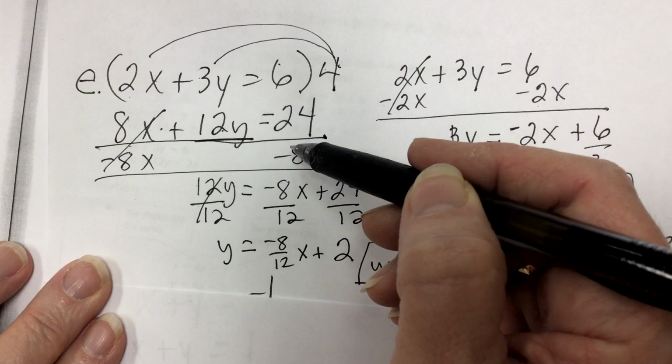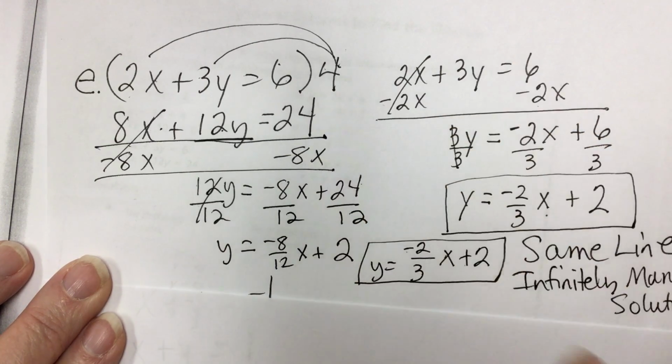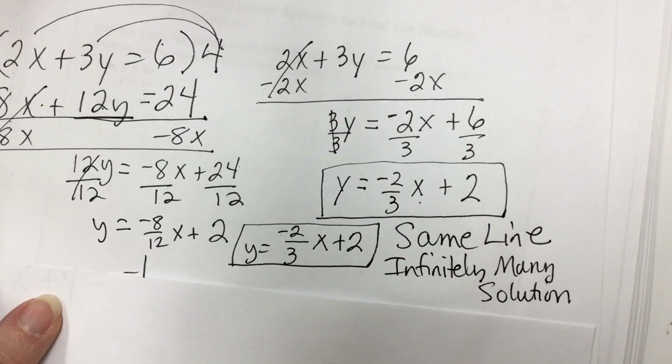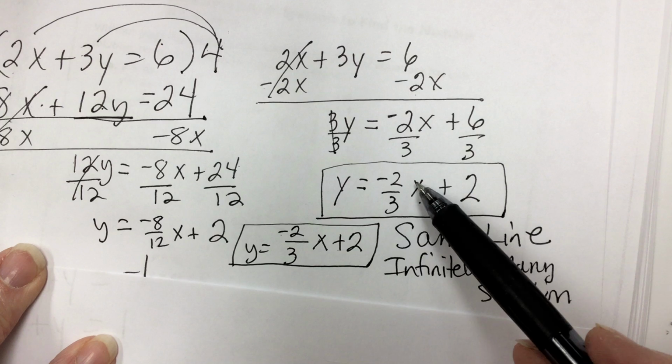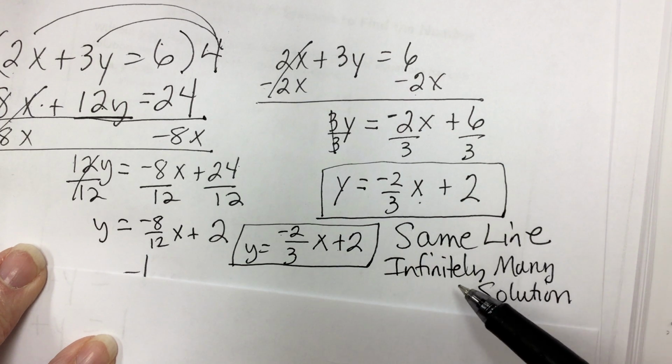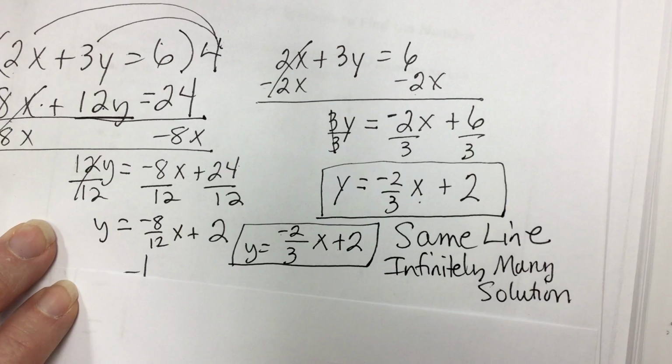So when one line is a multiple of the other line, we know this is the same line. And that's the reason why when I solved them for y equals mx plus b form, they were identical, they're the same line, and these two lines would touch infinitely many times. So we would have infinitely many solutions.